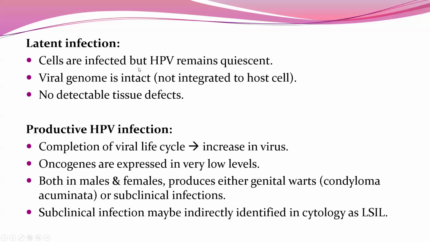Latent infection: cells are infected but HPV remains quiescent, so it stays silent. The viral genome is intact, with no detectable tissue defect. In productive HPV infection, the viral life cycle is completed, increasing viruses, and oncogenes are expressed at very low levels. Both in males and females this produces either genital forms, that is condyloma acuminata, or subclinical infection. Subclinical infection may be indirectly identified in cytology as LSIL.